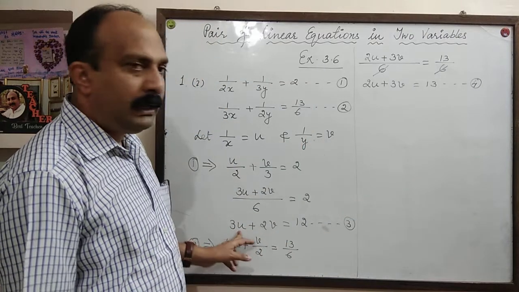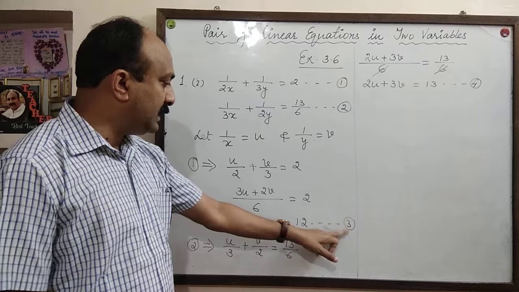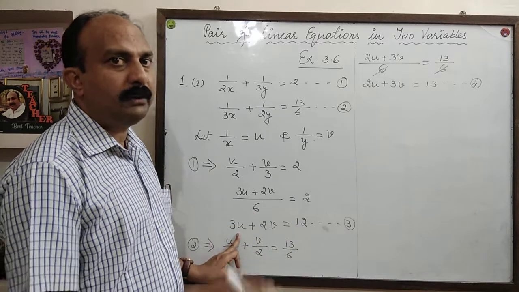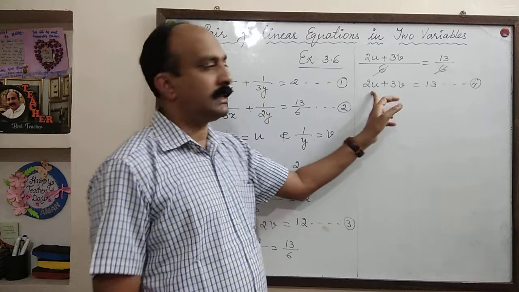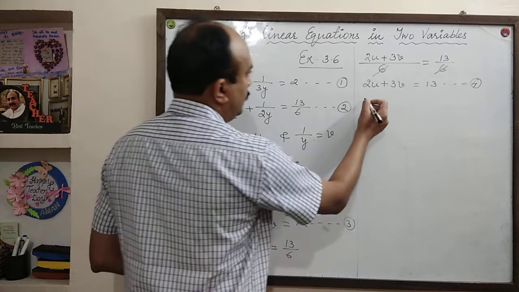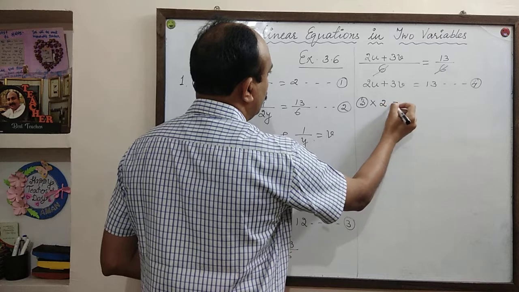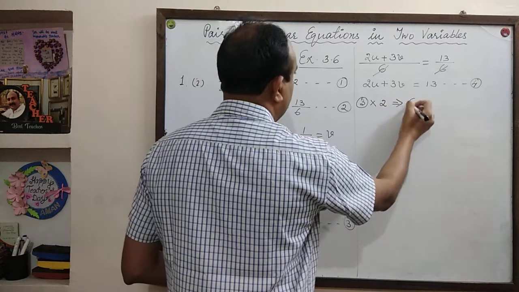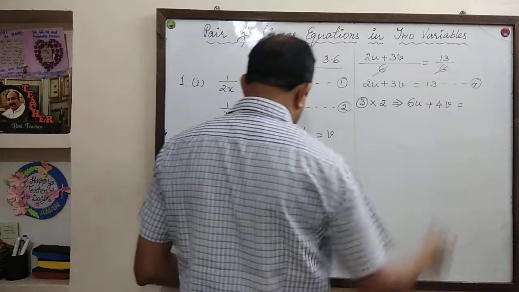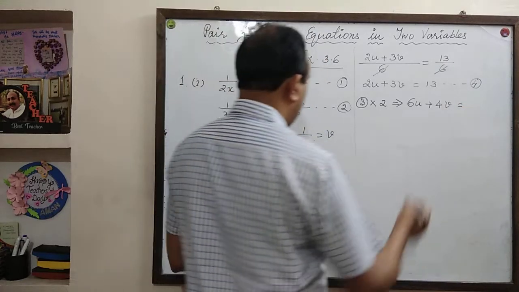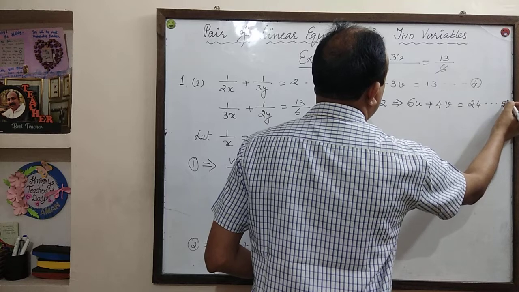Look here. Here we have 3u and here we have 2u. So equation 3 multiplied by 2, it will become 6. Equation 4 multiplied by 3, it will become 6. So equation 3 multiplied by 2 gives 6u plus 4v is equal to 12 into 2, 24. Keep it as equation number 5.